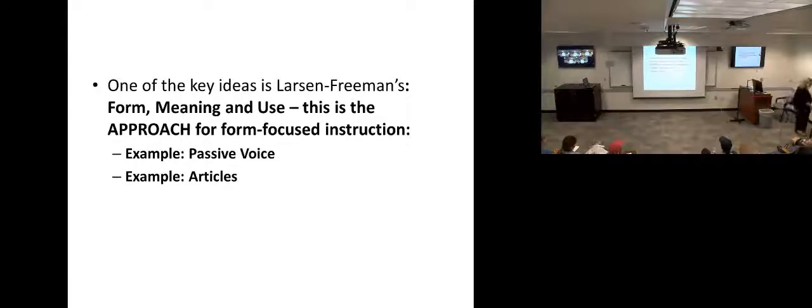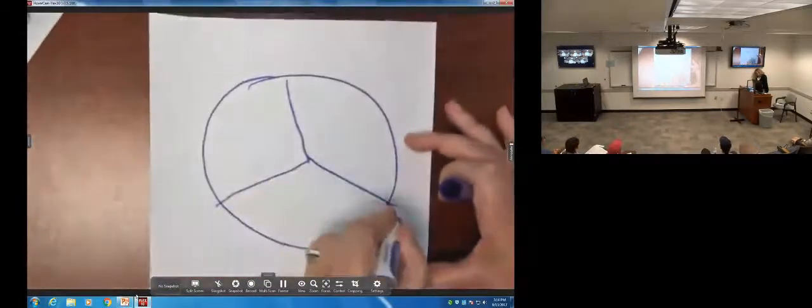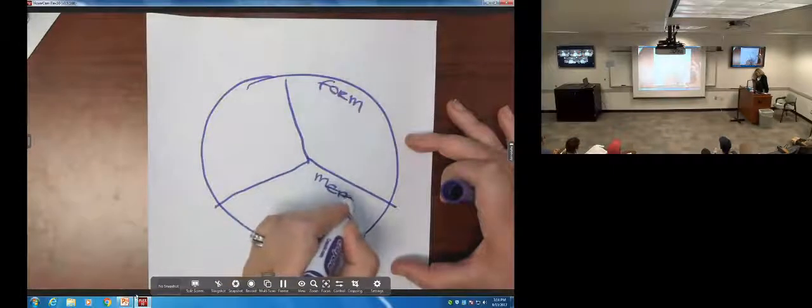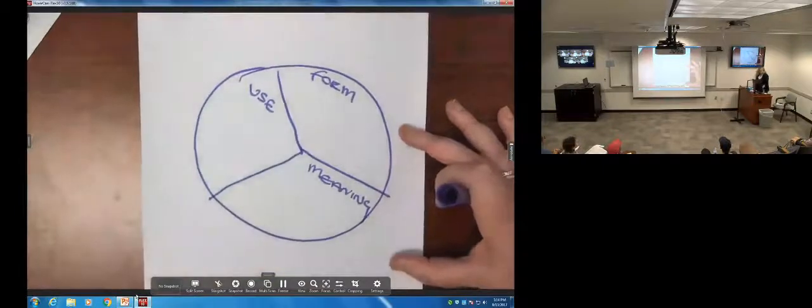So I can find a piece of paper. I'm going to have a crack at doing a form, meaning, and use. So what do we mean when we say, so let's use the passive voice as an example. And what she does is take a circle and literally divide it into form, meaning, and use. Okay. So our form is the passive voice.